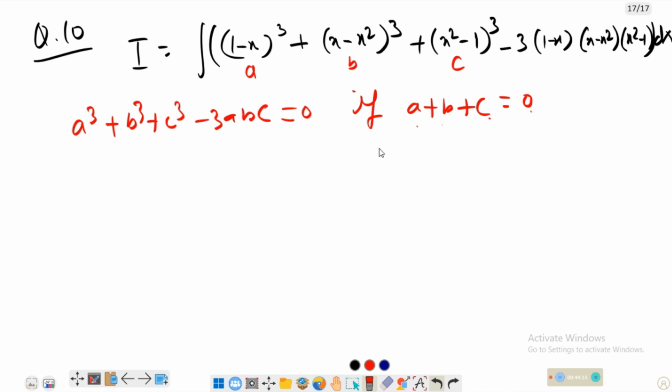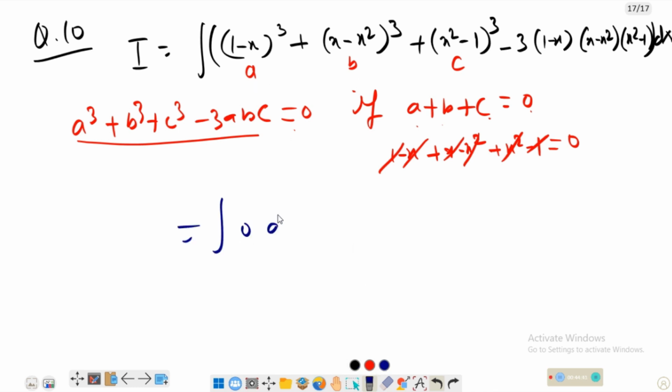So a is 1 minus x, b is x minus x square, and c is x square minus 1. This cancels out and this quantity cancels out, so the sum is equal to 0. So this integrand becomes 0, and the integral of 0 dx is equal to 0, so this integral is equal to 0.